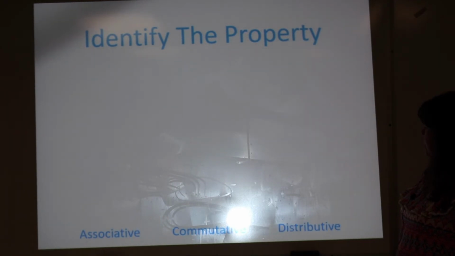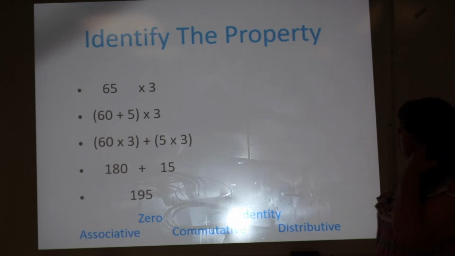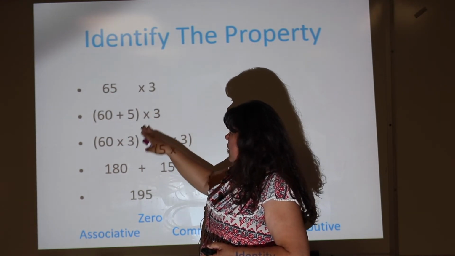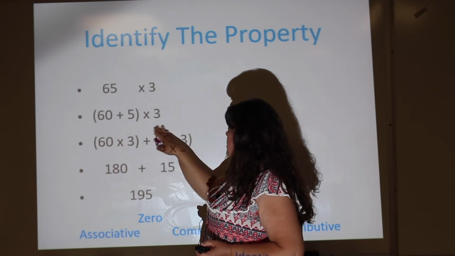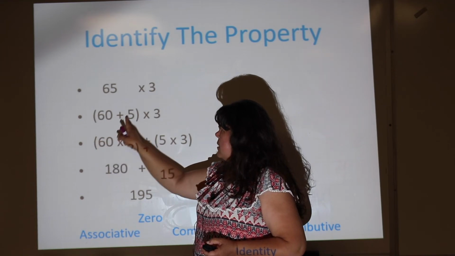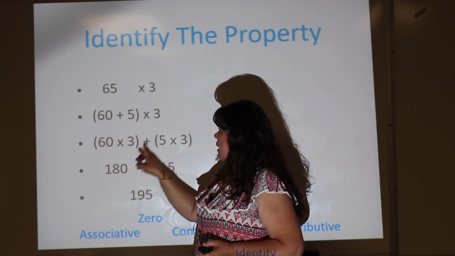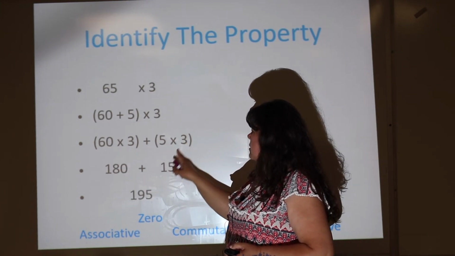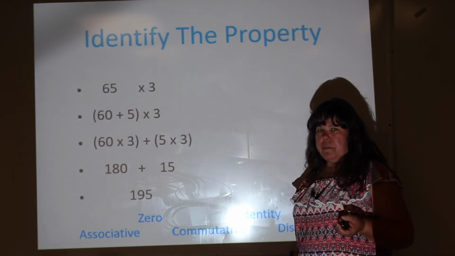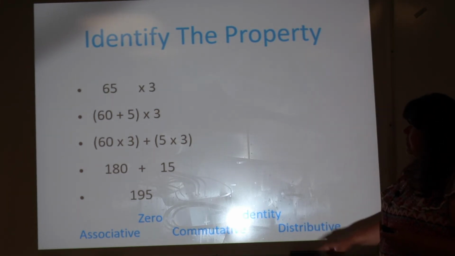Identify this property. Oh, 65 times 3, it's been broken up by place value. 60 plus 5 times 3 brought down. Then I'm going to put 2 sets of parentheses with the plus sign times 3. Bring my 60 here, bring my 5 over here. I'm going to multiply these two to get 180 plus multiply these two to get the 15, add them together, and I get 195. Which property is that one? Distributive. Good job.